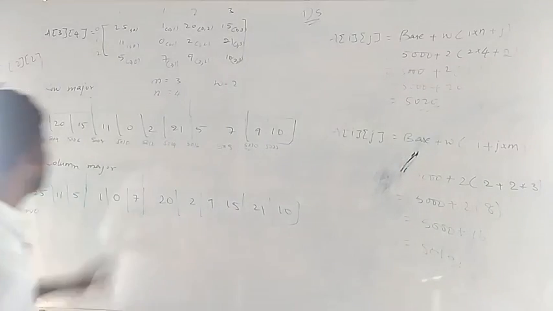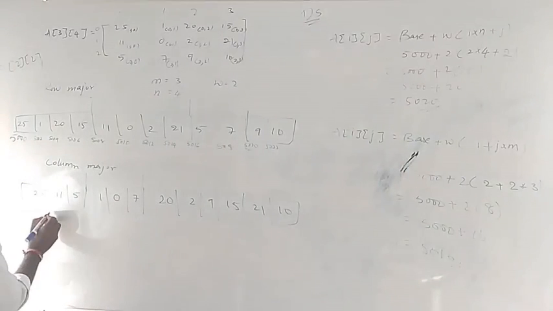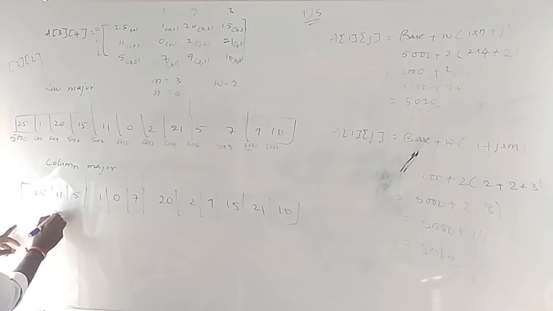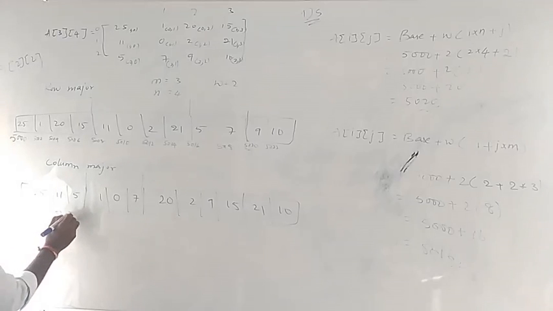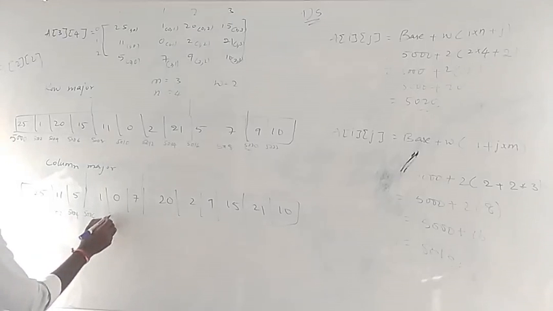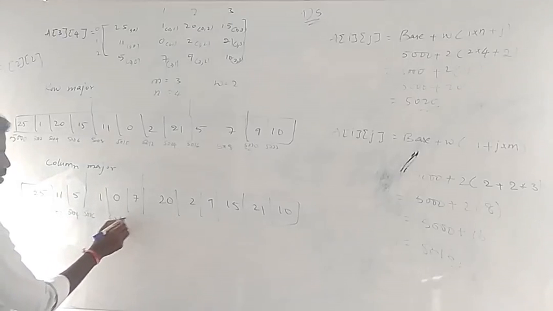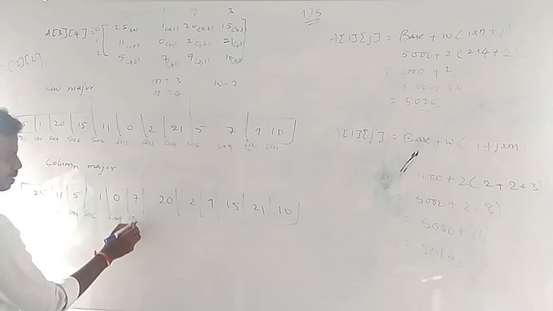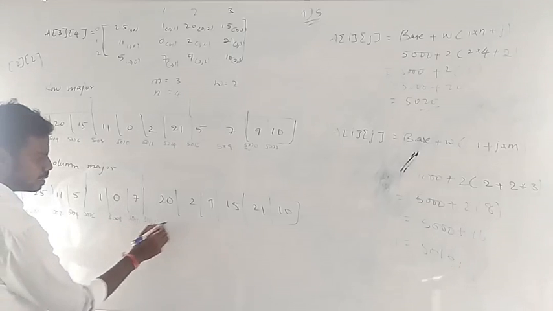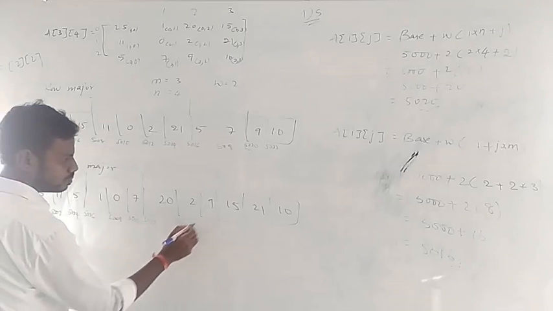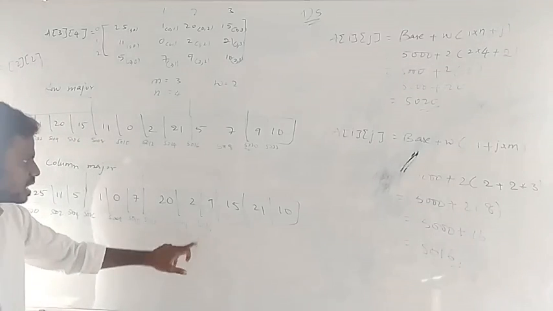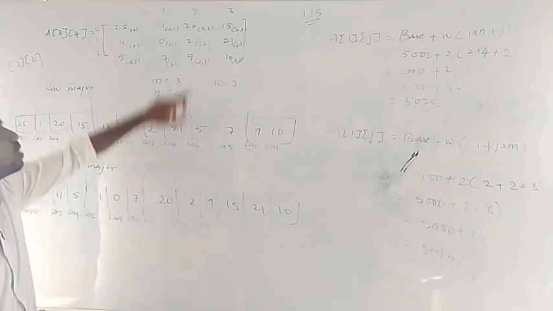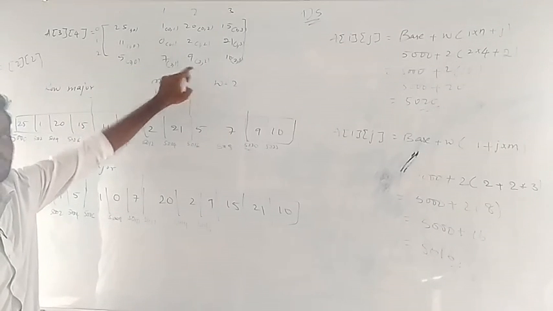Now let us observe that in the result. 5000, 5002. As each element holds 2 bytes of memory, we take this as 5004, this is 5006, 5008, 5010, 5012, 5014, 5016. See this, at 5016 I am finding 9. 9 is nothing but your A of 2, 2.